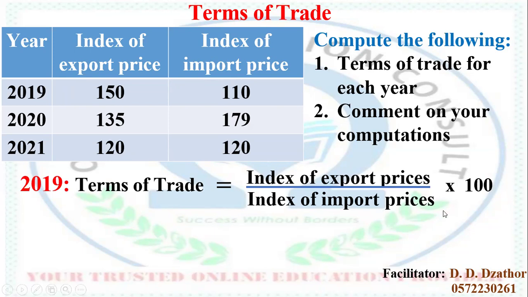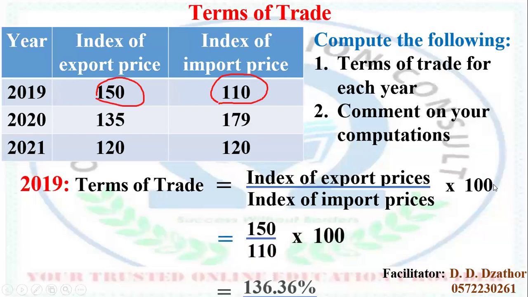Good job. So let's compare what you did with what we have here. So therefore, we have the 2019 export prices divided by 2019 import prices, and then we multiply by 100. So when we do that, we're going to get this. Okay, so 150 divided by 110 times 100 is giving us 136.36%. Now the question said, comment on your answer.